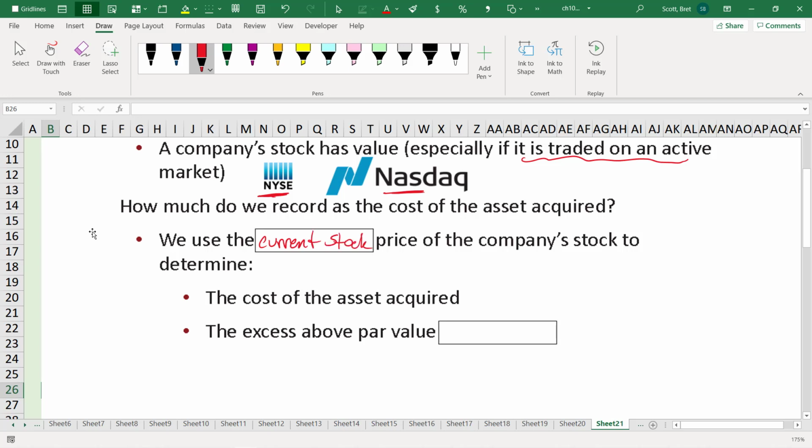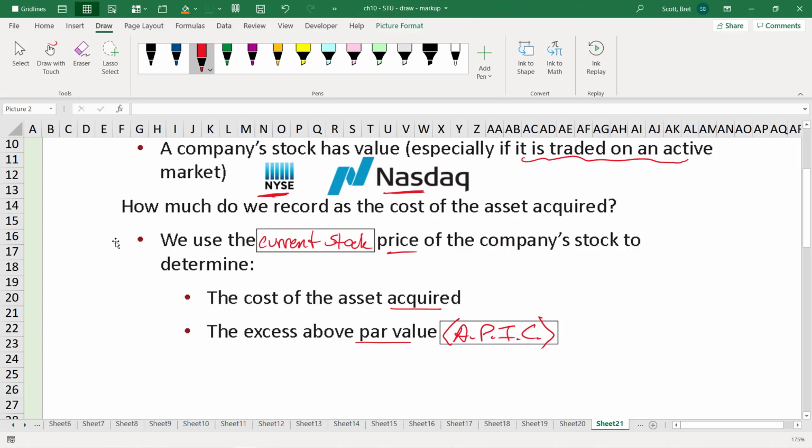We use the current stock price of the company's stock to determine the cost of the asset acquired and any excess above par value, otherwise known as a PIC or APIC. And so I want to go through an example with you next.